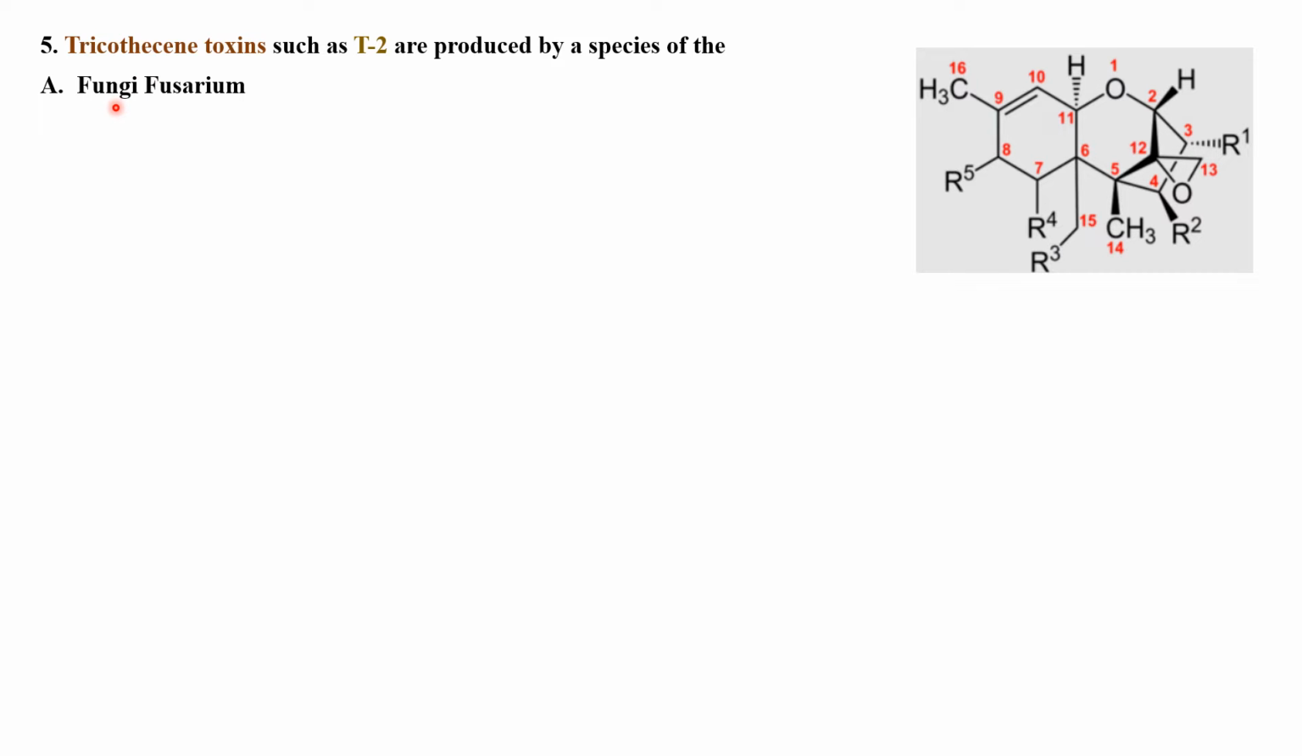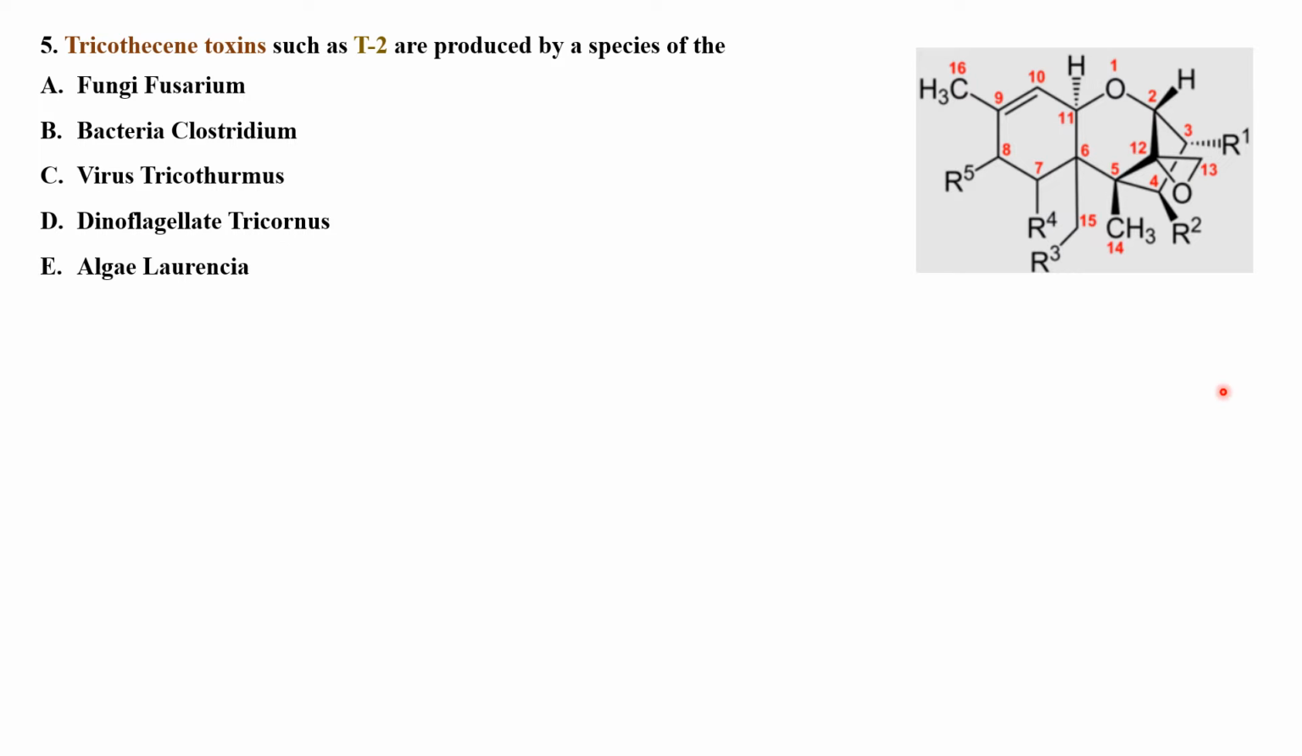Option A is fungi, Fusarium. Option B is bacterium, Clostridium. Option C is virus, Trichothermus. Option D is dinoflagellate, Tricornus. Option E is algae, Laurentia. You can see fungi, bacteria, virus, dinoflagellate as well as algae are given in these options. The right answer is option A, fungi, Fusarium. So trichothecene toxins are produced by the fungi Fusarium.